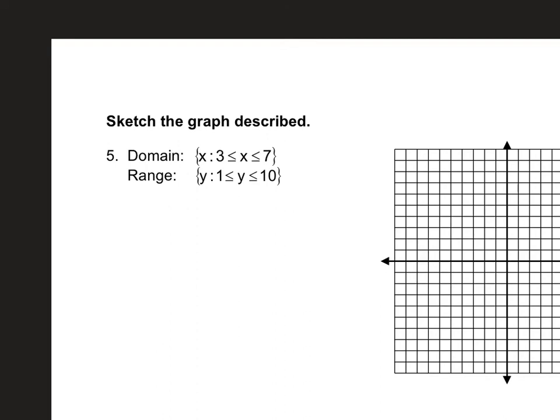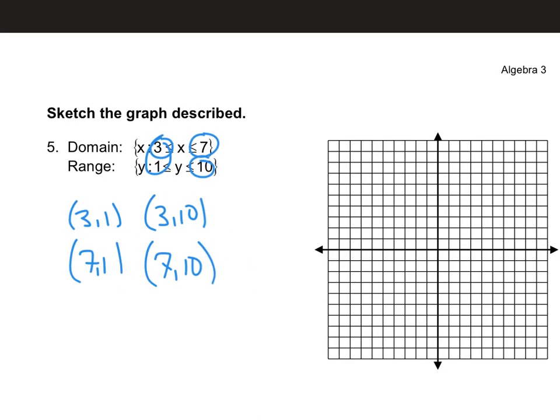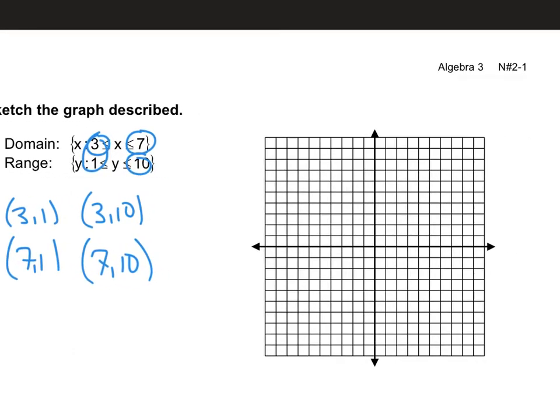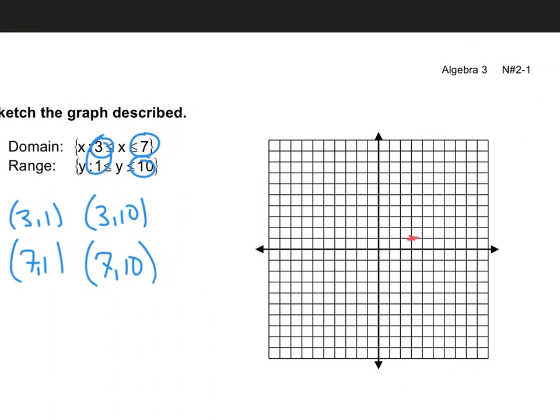I know I'm going to have a corner at (3, 1). And I know I'm going to have a corner at (3, 10). But I'm also going to have a corner at (7, 1) and a corner at (7, 10). So I just kind of mixed and matched the x's and y's. I'm just going to put some things where those are. (3, 1), about right here. (3, 10), way up at the top. Then we have the 7, same thing with (7, 1), about here and here.